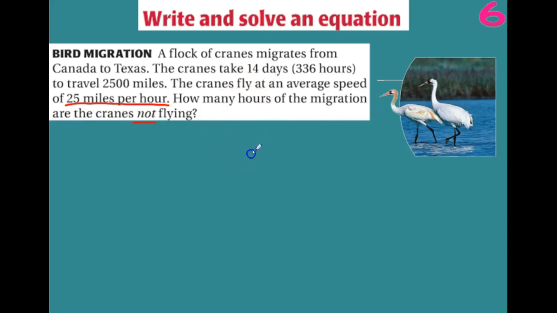So we know the total number of miles is 2,500 miles. This 14 days is talking about how much total time it's going to take if they have to stop and eat and use the bathroom and sleep and all that kind of stuff. So we're going to ignore that for now. We know that from start to finish they have to go this far. The whole time they're flying at a speed of 25 miles per hour. So 25 multiplied by the number of hours.